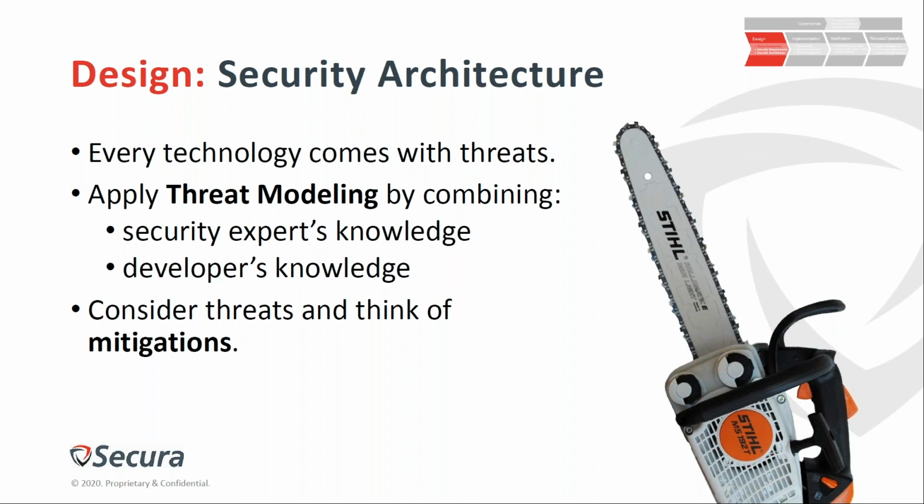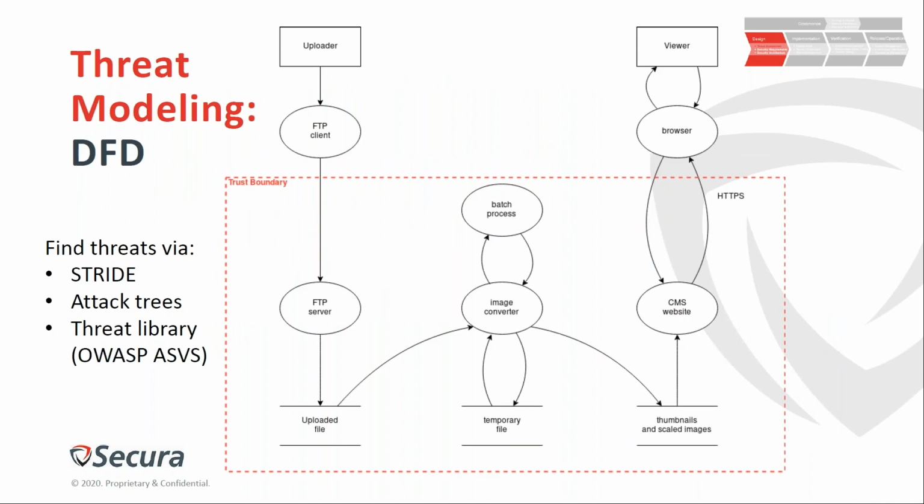So let's look at an example. In threat modeling, we often start with an architecture diagram. And here you can see a data flow diagram that shows how data travels throughout the system. Once you have the diagram, you can start finding threats, and not only which threats, but also where they occur. In other words, we map what is called the attack surface.